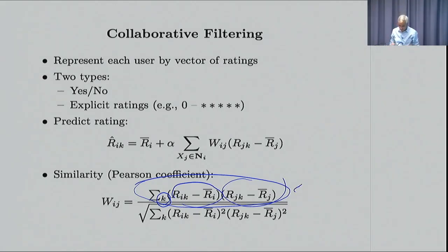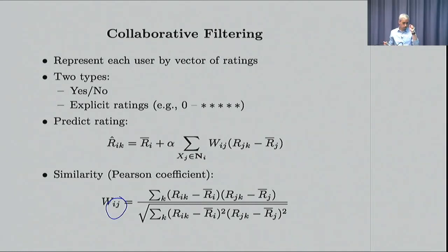Okay? Sorry, what's J again? J is ranging over all the other users. All the other users, okay. So W_ij is, there's going to be a matrix of this, where the ij entry is for the pair of users i and j. So the similarity between users i and j is the correlation coefficient between them. And now this is going to range over the items.